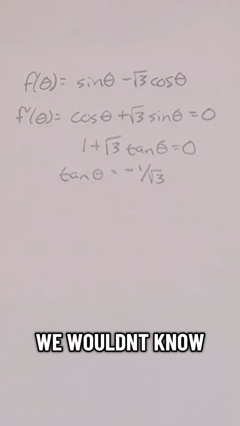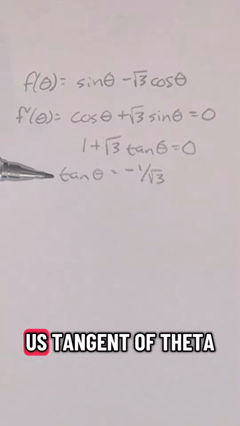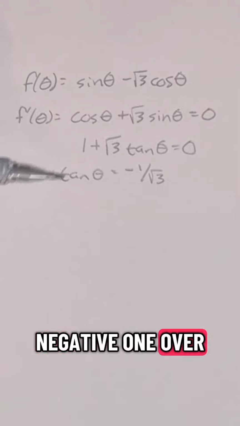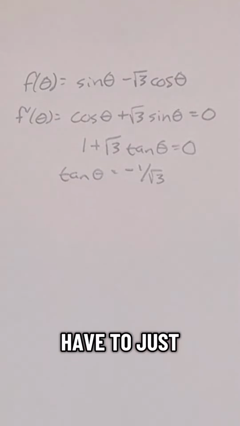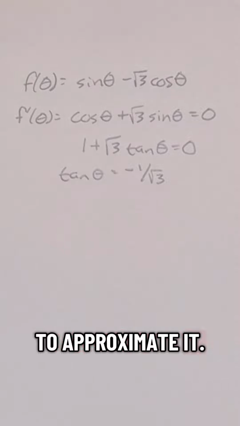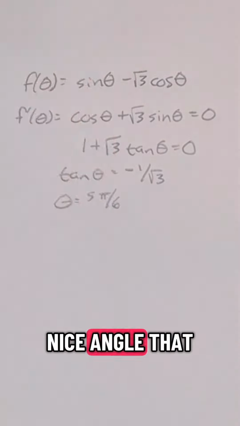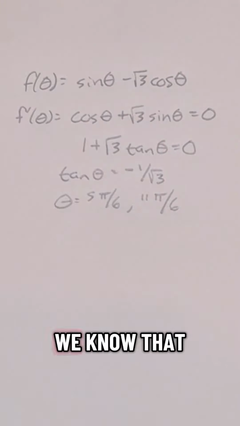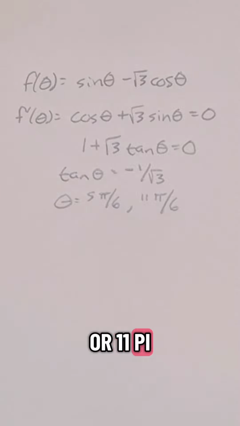In most cases, we wouldn't know what angle gives us tangent of theta equal to negative 1 over root 3, so we would then have to just use arctangent on the calculator and approximate it. But because this is actually a nice angle that gives us negative 1 over root 3, we know that theta is 5 pi over 6 or 11 pi over 6.